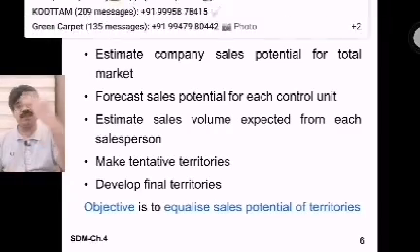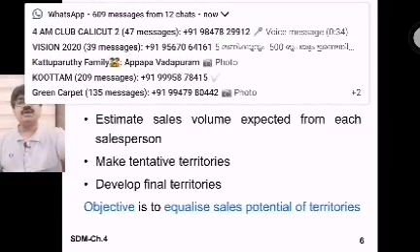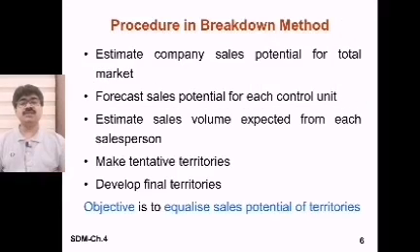You have the build-up method. Now let's have a look at what the breakdown method is. Here what you do is you estimate the company's sales potential for the total market. For example, total India is a market. You estimate what is the total sales potential. The company wants to sell, for example, 100 units, or you will take 1000 units. Let's be very optimistic, 1000 units in India, in a month.